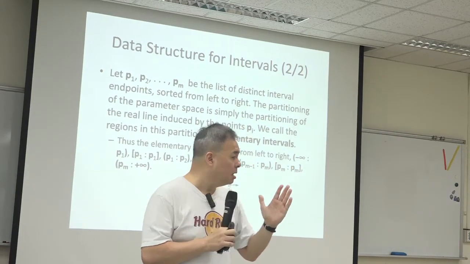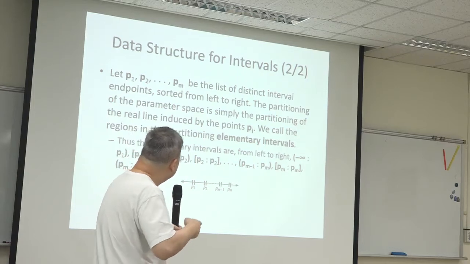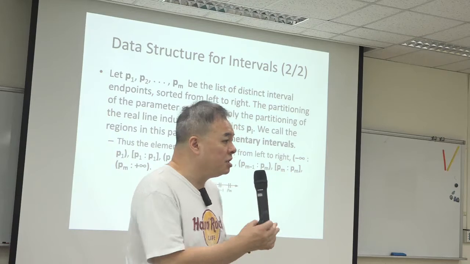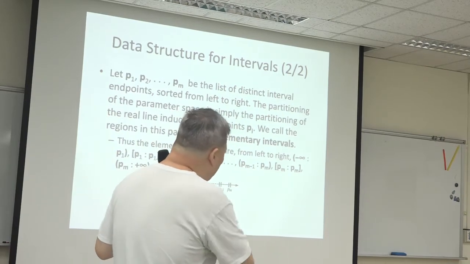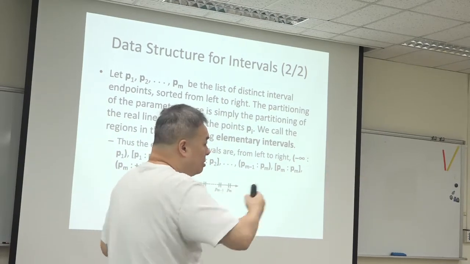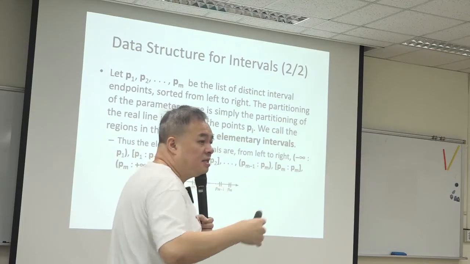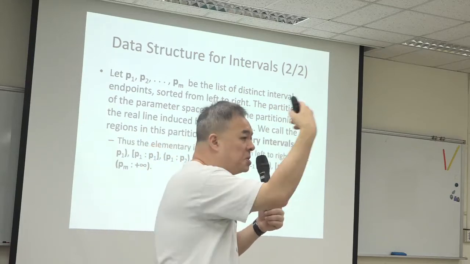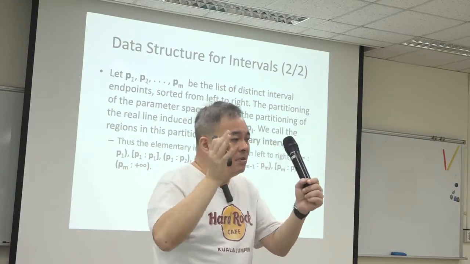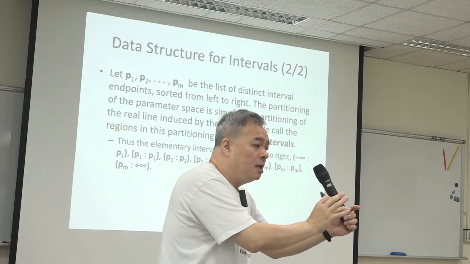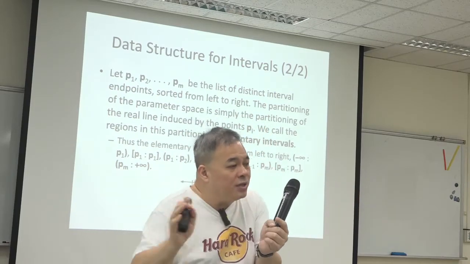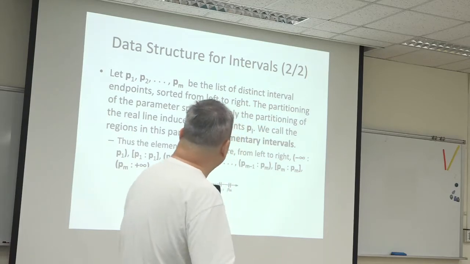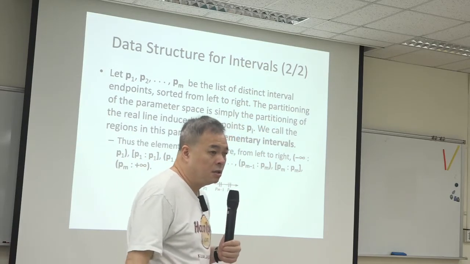So this is the concept of partitioning the infinite space. The real line obviously has infinite choices, but now you partition it into a finite number of regions. And in each region, you are going to get the same answer. This concept is called the Locus Approach.